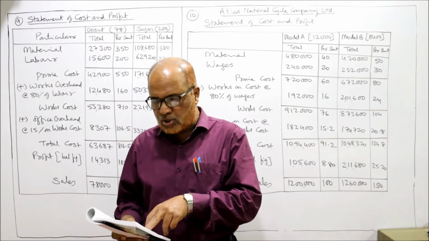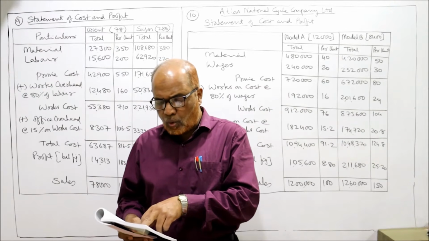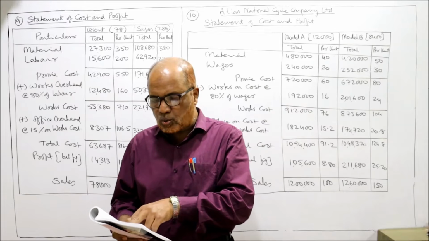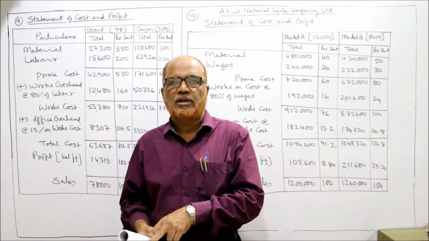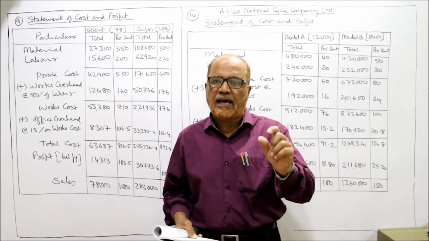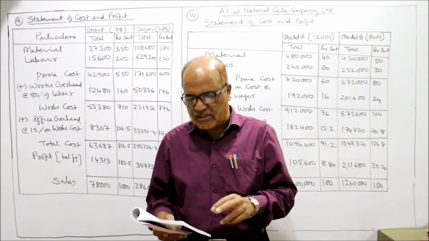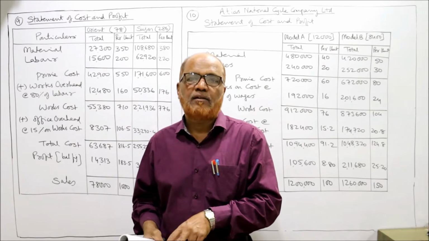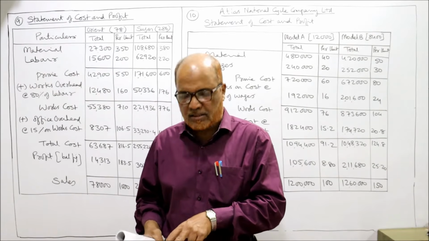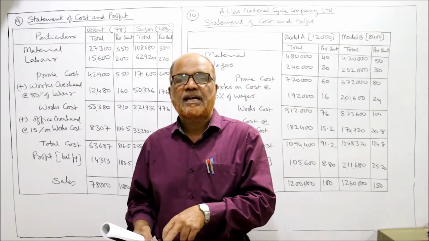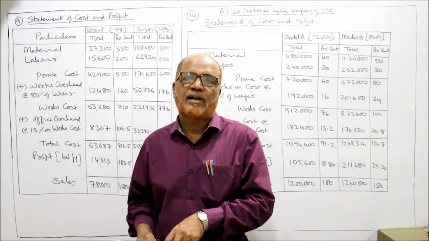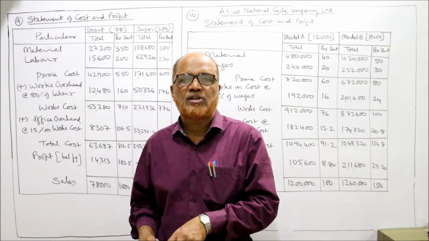There is no opening or closing stock. Material, Orient 27,300, Sujon 1,08,680. Labor 15,600, 62,920. So separately given for material and labor for both the models of radio sets. Works overhead, means factory overhead, is charged at 80% on labor. And office overhead is taken at 15% on works cost, just like the previous problem.